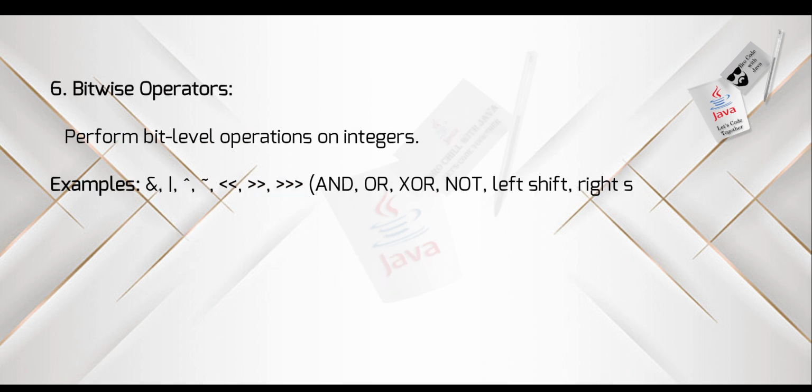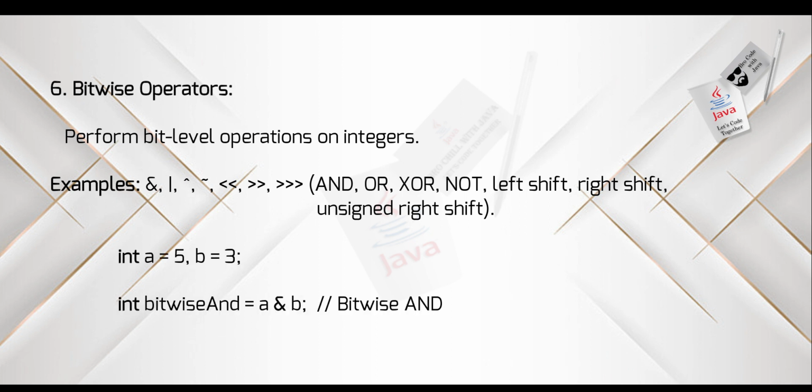6. Bitwise operators. Perform bit-level operations on integers. Examples: AND, OR, XOR, NOT, left shift, right shift, unsigned right shift. int a = 5, b = 3. int bitwiseAnd = a & b, this is bitwise AND.